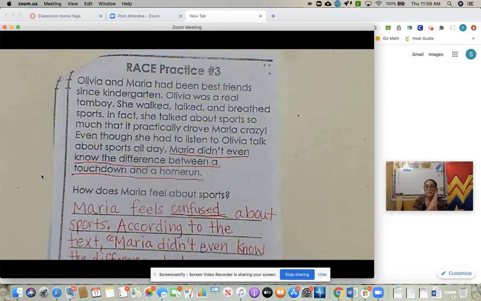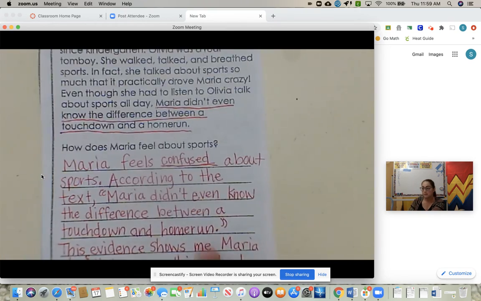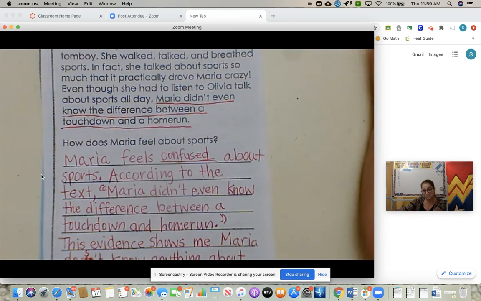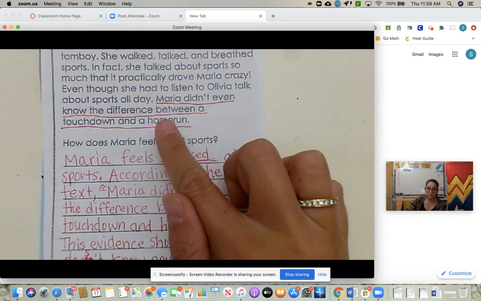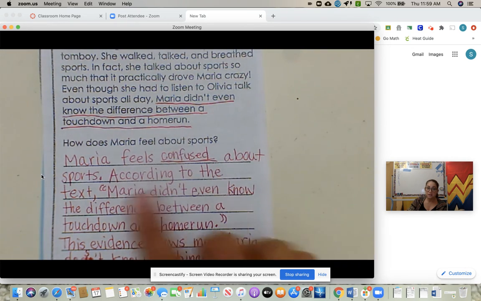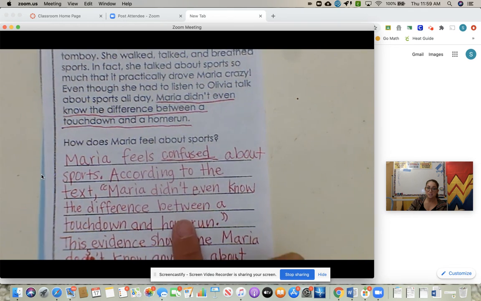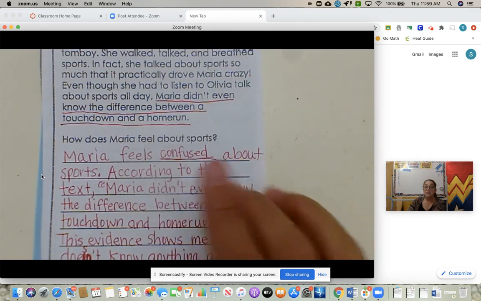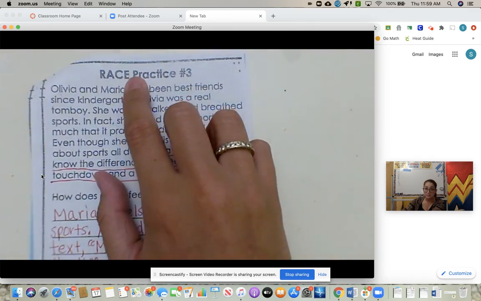Quotation marks, when you're answering questions, means you are writing exactly what the author wrote. And you're telling your reader, I didn't make this up. The author wrote it. So that's why it's word for word. So according to the text, which means the text says, and I'm writing word for word, Maria didn't even know the difference between a touchdown and home run. Quotation.